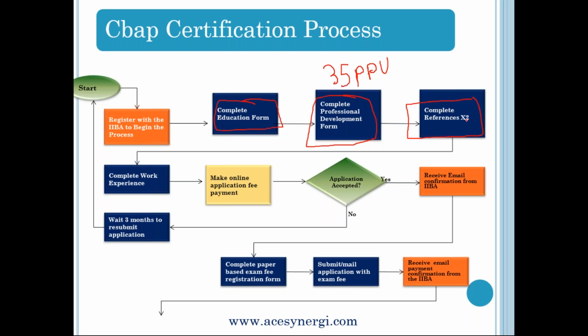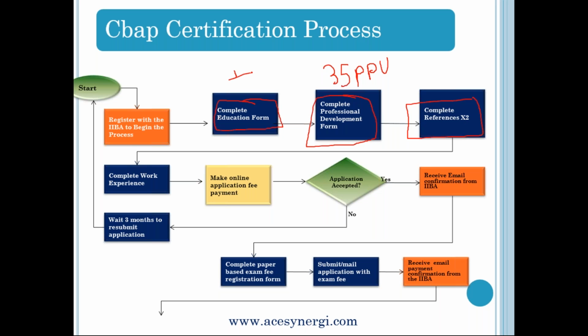When you fill this reference information in the IIBA website, information about you would be requested, and the people whom you have mentioned in the reference form will be receiving a link from IIBA. Once they open that link, they will get a form that they need to fill up. Unless and until both the references are completed, you cannot submit your final application. That's very important.